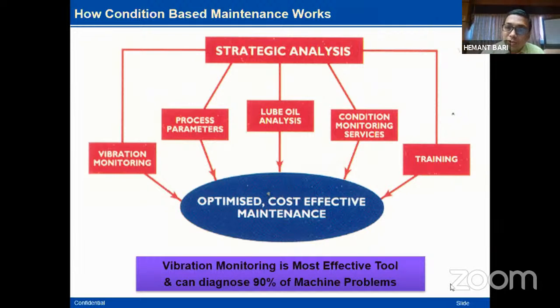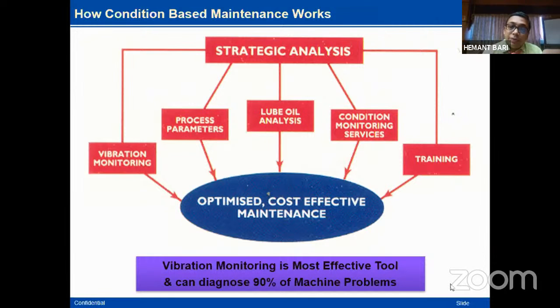Then the condition monitoring services: whenever you get time, the balancing of the machines, alignment of the machines, to keep the vibration levels on the lower side. So vibration monitoring will tell you which machine needs balancing, which machine needs alignment, and accordingly you have to perform it during the opportunity.